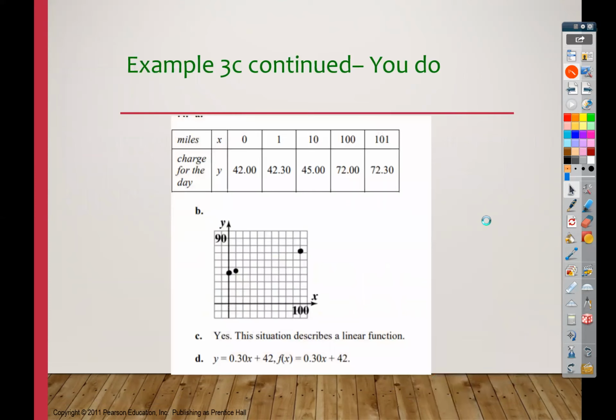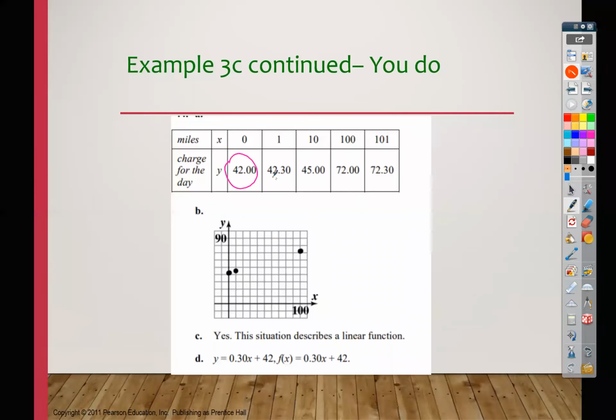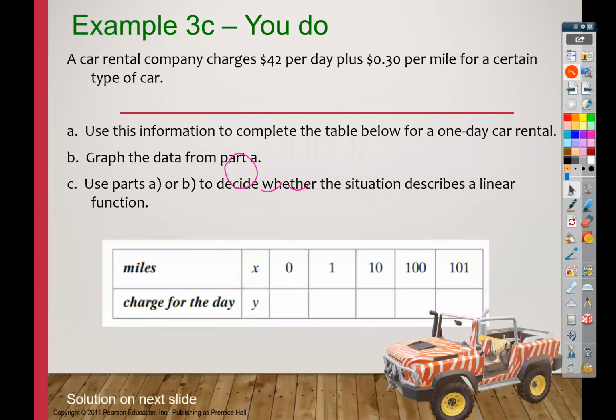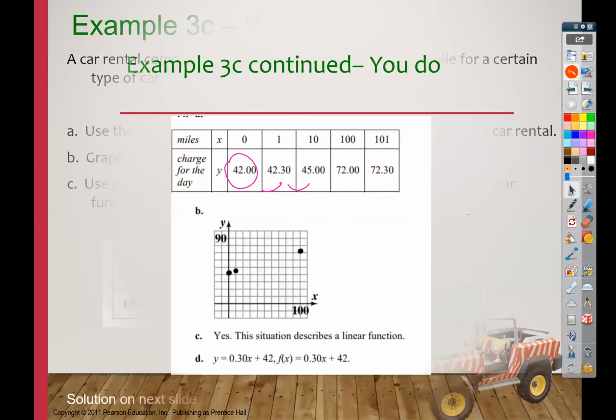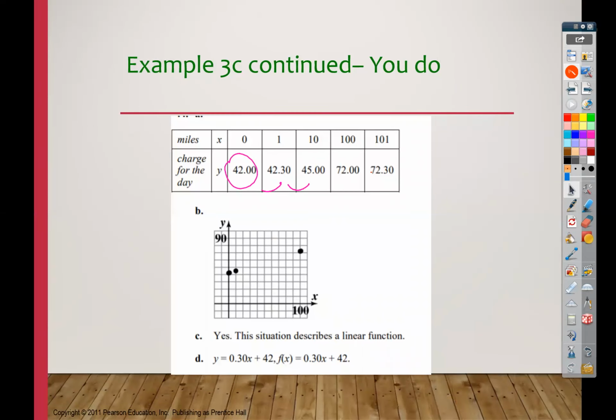Okay, your table should look like that. Your graph should look like it does in B. It is a linear function because you started out at 42 and you're increasing by 0.3 for every mile that you drive. So let's go back to the problem. It says plus 30 cents per mile. So you're starting out at 42 and you're going up 0.3 for every mile. So the function in function notation would be that.